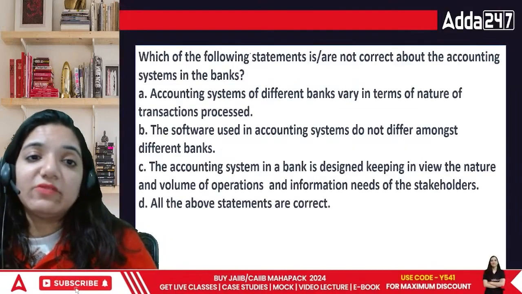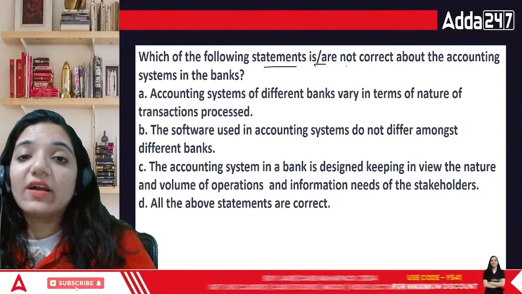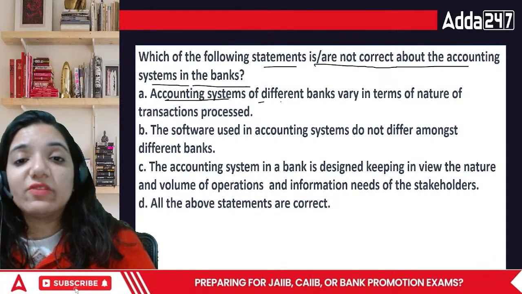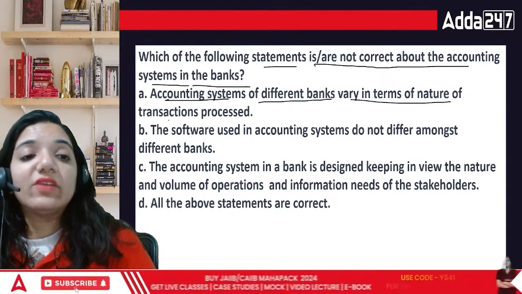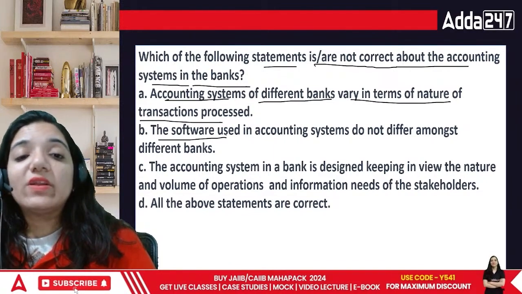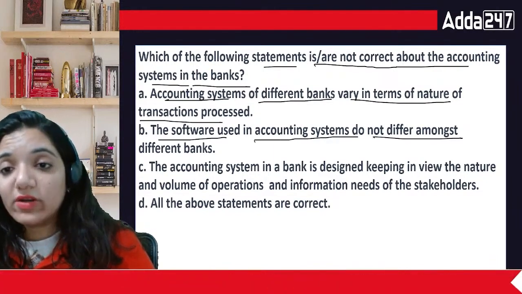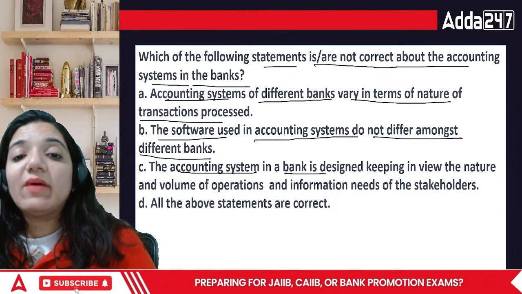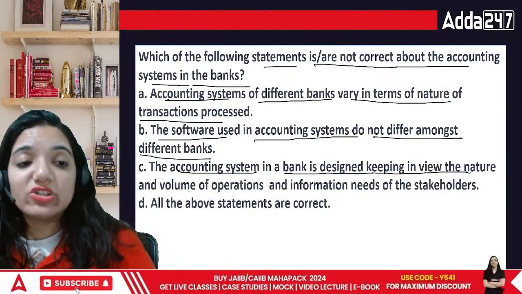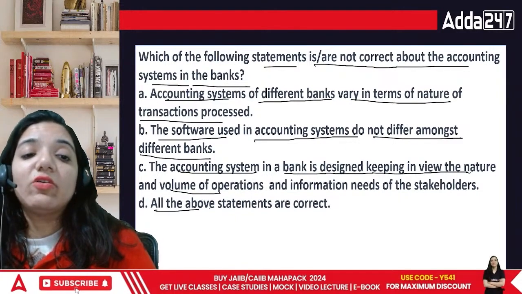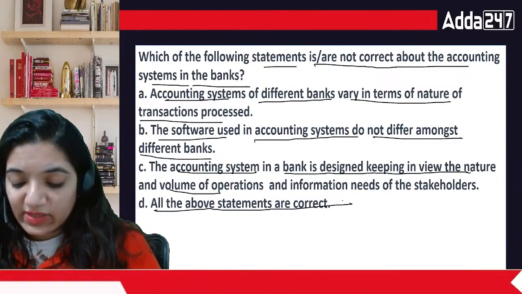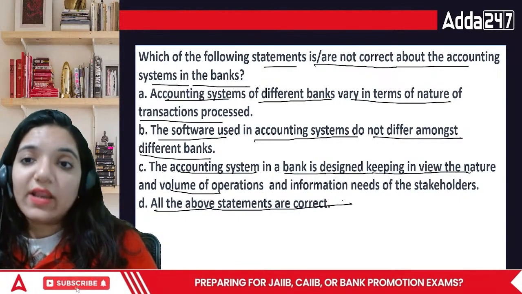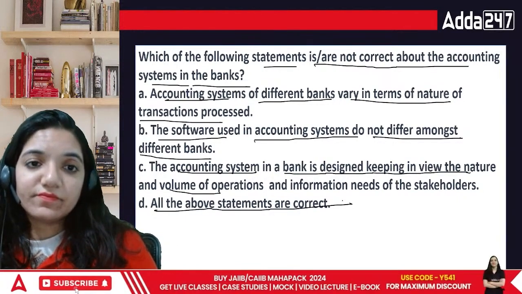Okay. Acha, which of the following statements is or are not correct about the accounting system in the banks? Accounting systems of different banks vary in terms of nature of transactions. Software used in the accounting system does not differ among different banks. The accounting system in the bank is designed keeping in view the nature and volume of operations. And all of the above statements are correct.